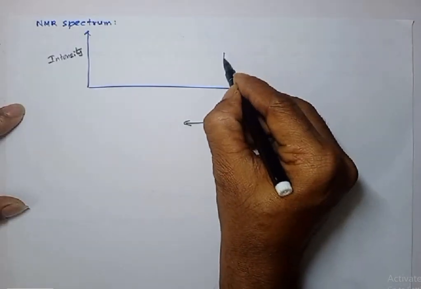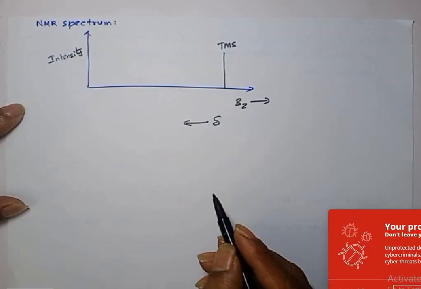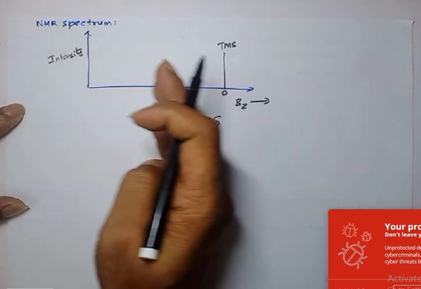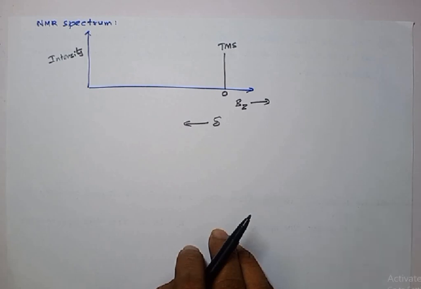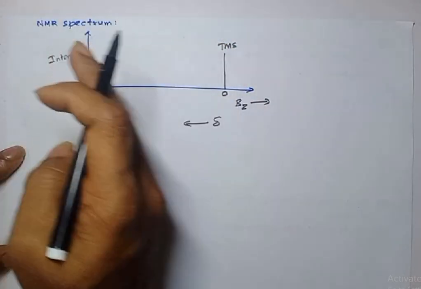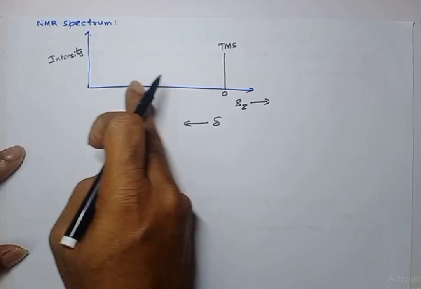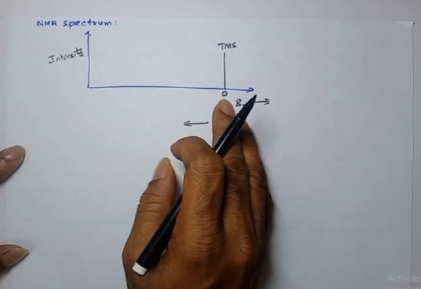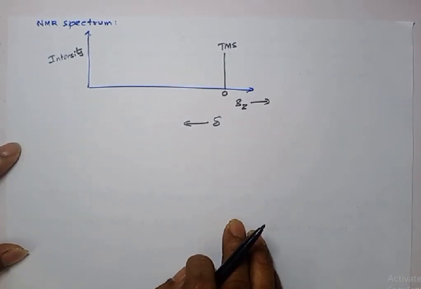Actually, for TMS, tetramethylsilane, we give the chemical shift value as 0. Then most of the other signals are observed in the downfield. Downfield means the lower magnetic field. Higher magnetic field is called upfield. So most of the protons occur below TMS, downfield.